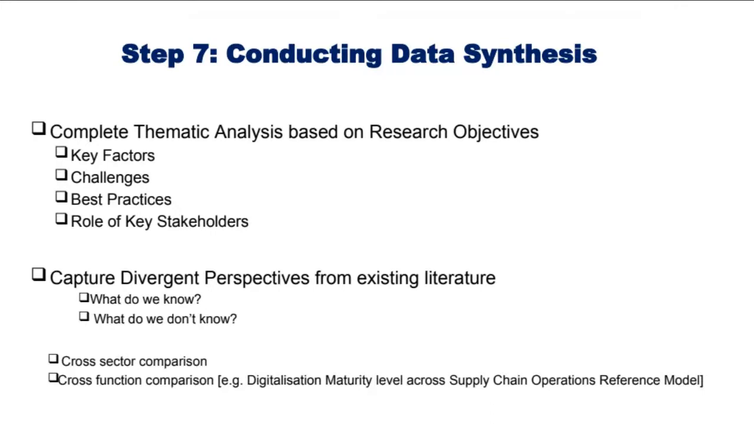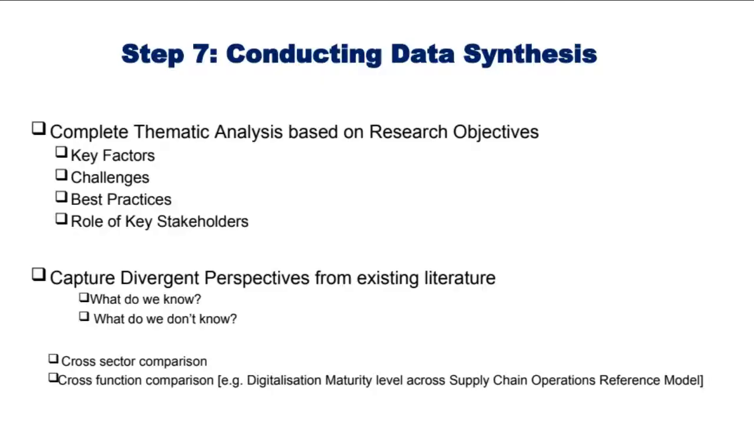So what you are trying to capture here through the data synthesis is what do we know and what don't we know. Both things are important for a systematic literature review: what do we know and what don't we know? So what is the limitation of our knowledge? That is also very important.